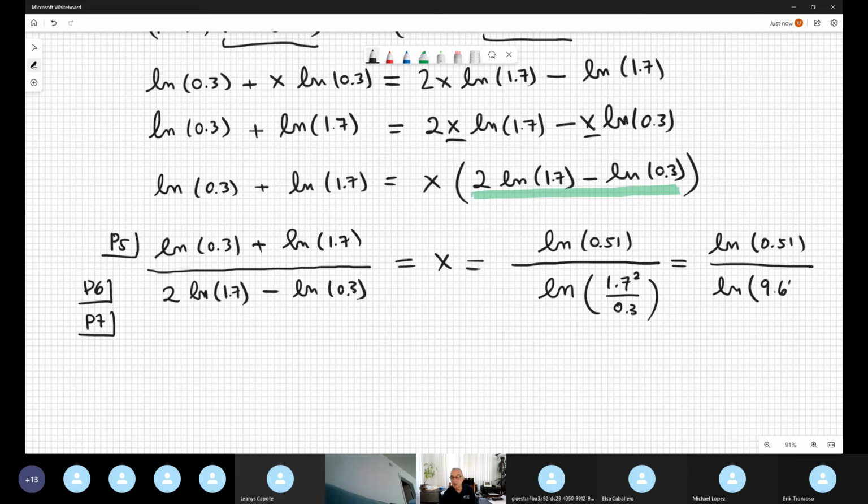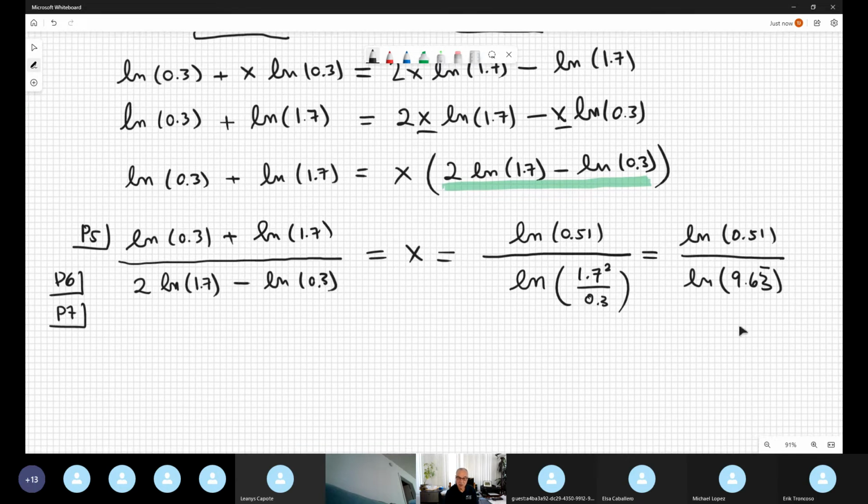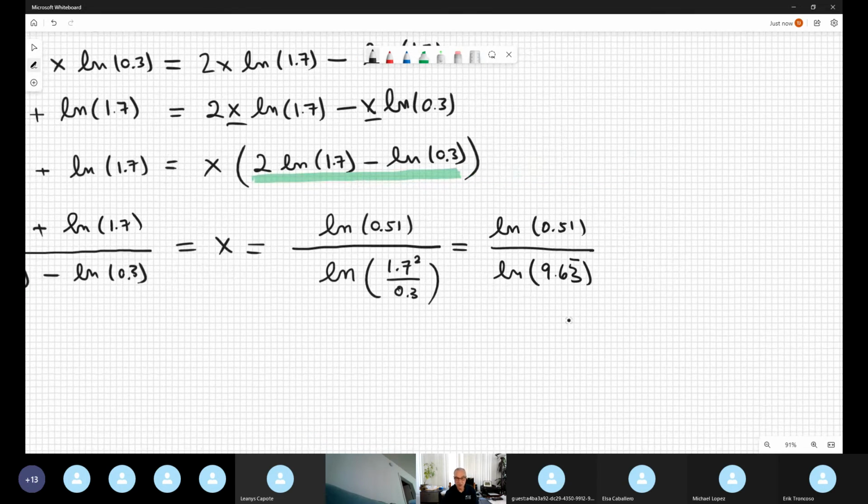9.63 repeated, 333. Because it is repeated, if you truncate it you maybe lose approximation. You can write it like that, like that, or like that. It doesn't matter. I prefer like that because I found the complication. The 3 is repeated; if you truncate it and put 63, you lose approximation. Maybe much better like that.